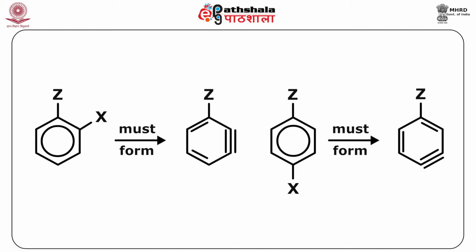Now for this, you should clearly look at this figure. You can see that if the leaving group is X, then if it leaves from the ortho position, only one possibility of the type of benzyne structure is obtained. However, if you consider the X present on the para position, then also there is only one possibility of how the structure of the benzyne intermediate will look. Now you understand that when ortho and para substituents are present on the substrate, only one benzyne intermediate can be formed.